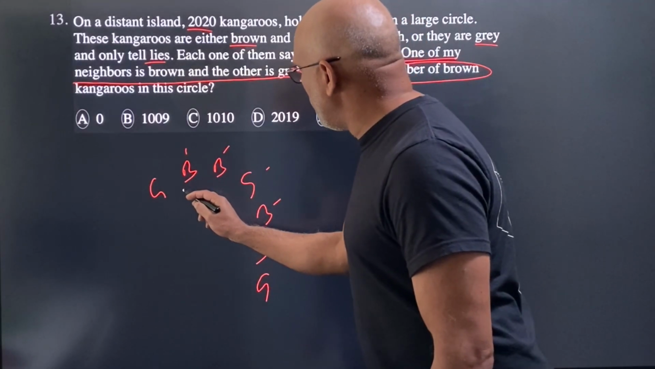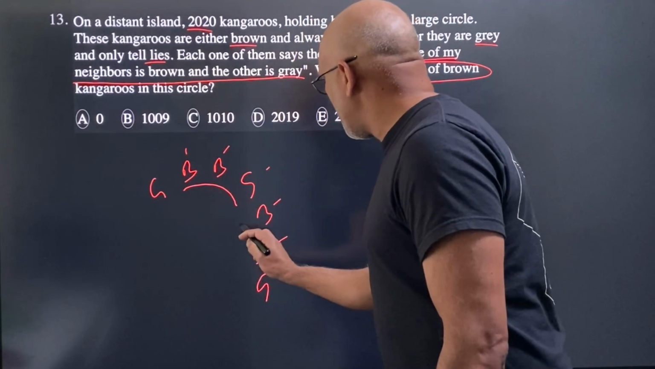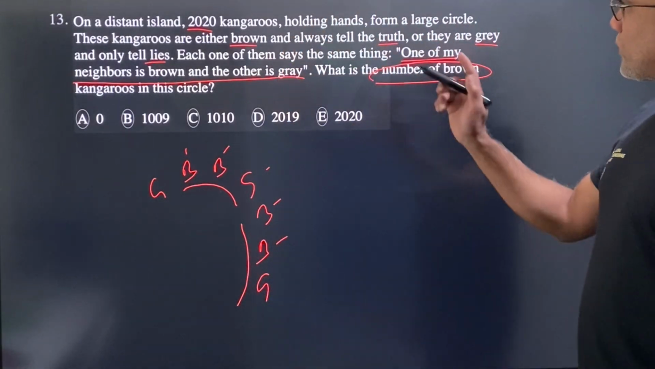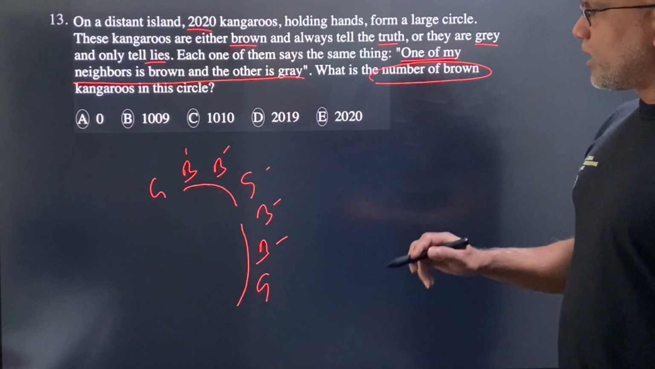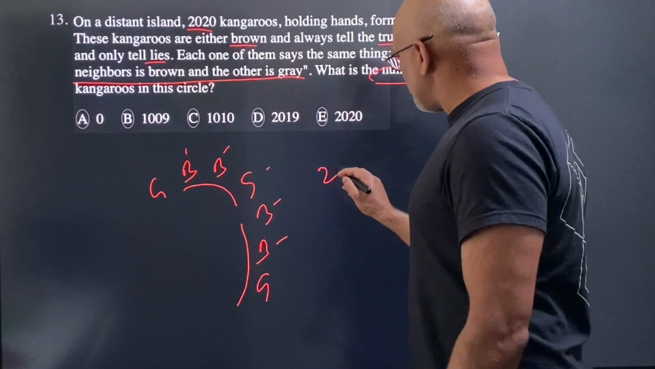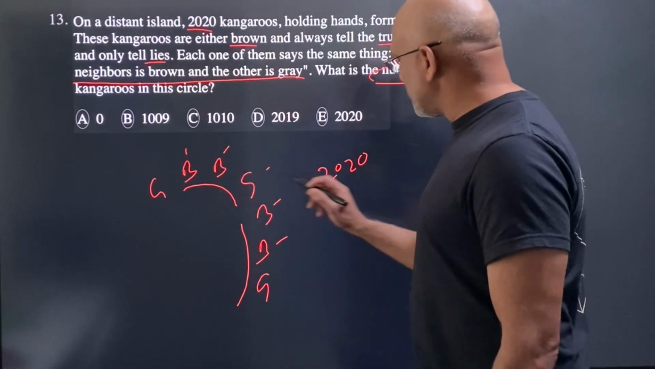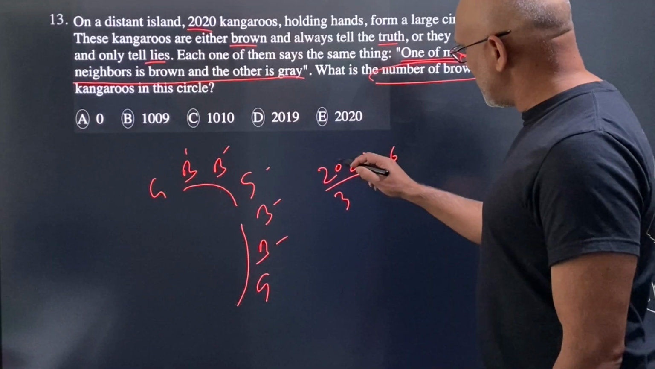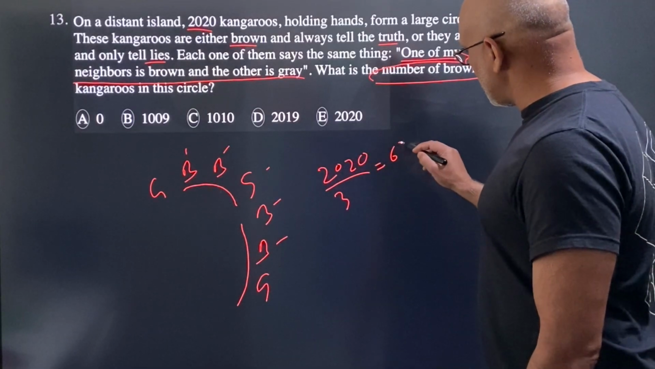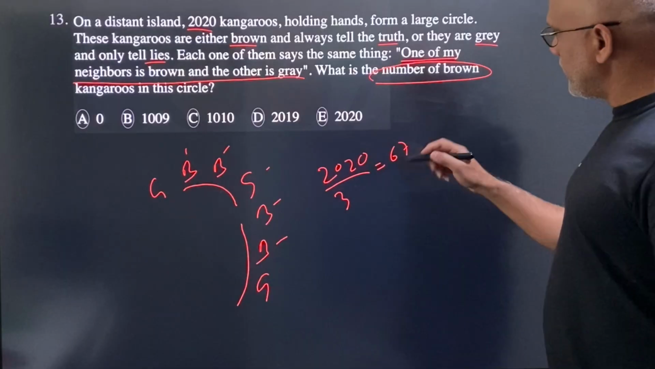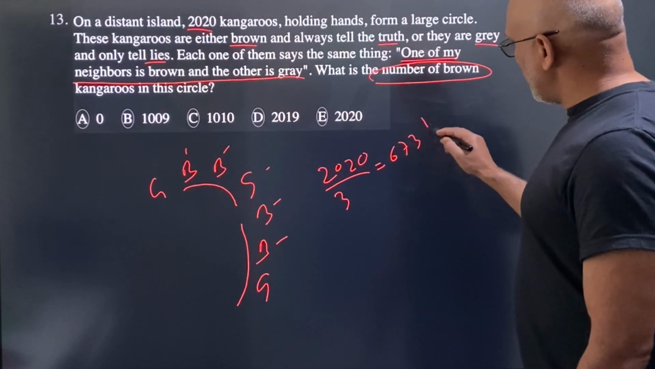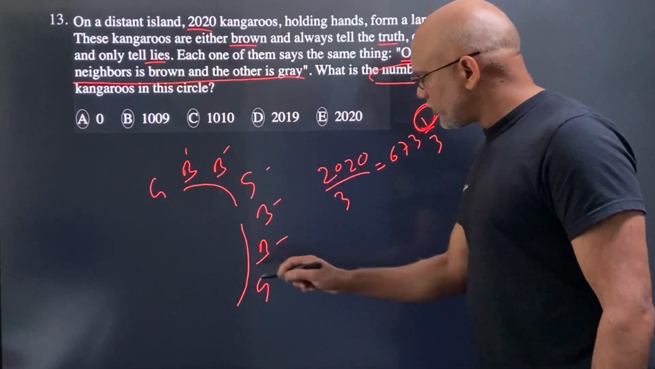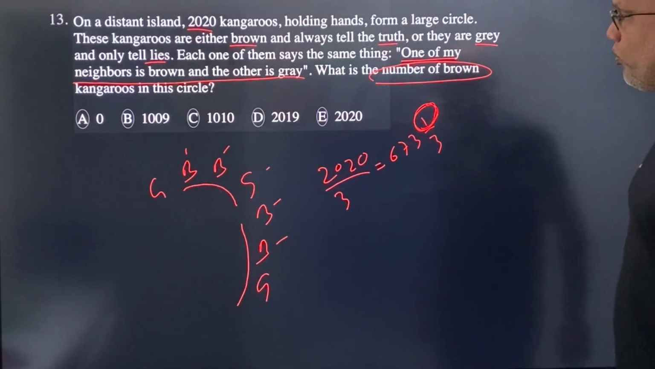So brown, brown and grey, brown, brown and grey. So this pattern is going to repeat, right? So total how many kangaroos are there? Total there are 20 kangaroos, and each pattern has 3 kangaroos. So if I divide 20 by 3, this is 6, and then 1 left over. So there will be 1 kangaroo left over. If I group 3 in each, 1 kangaroo will be left over.